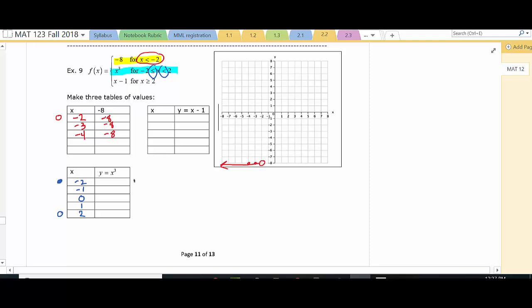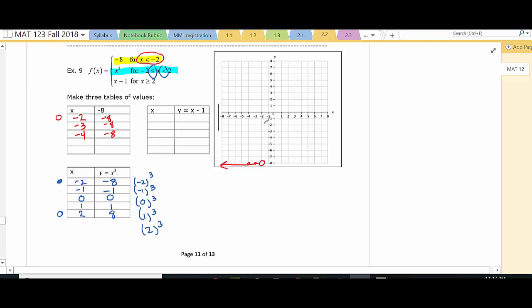All right, now just cube these numbers. So you do negative 2 to the third, that's negative 8. If you do negative 1 to the third, that's negative 1. 0 to the third is 0. 1 to the third is 1. 2 to the third is 8. You can use a calculator if you have to, but most of those you're just going to do in your head. Okay. Now you want to plot these points.